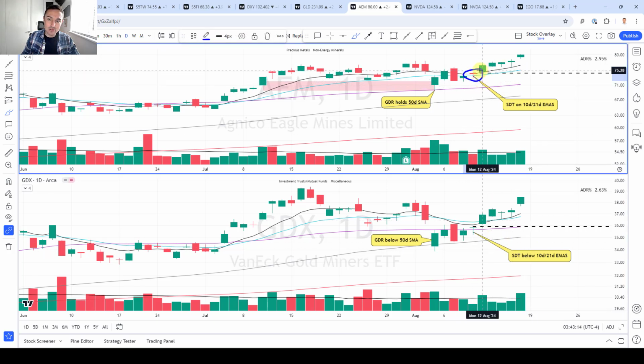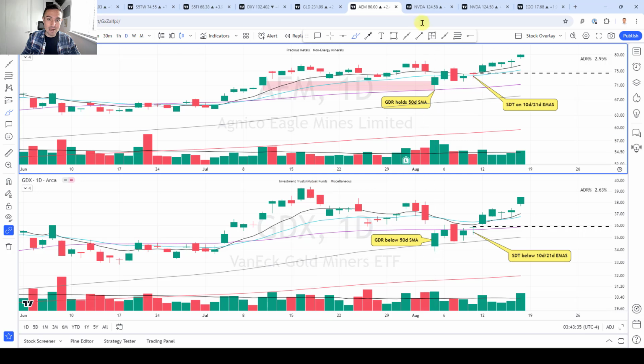Does it get anywhere near its 50-day again? Oh, look at that. Look at the distance in there. It doesn't go anywhere near its 50-day, showing structural strength. And then it closes pretty much above or on its 10-day EMA, and closes above its 21. So GDX is forming a shakeout demand tail down here. AEM is forming a shakeout demand tail here. Which is stronger? Which is stronger?